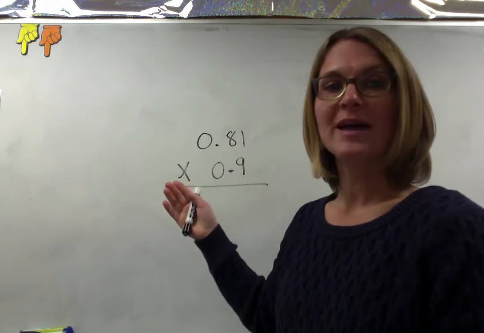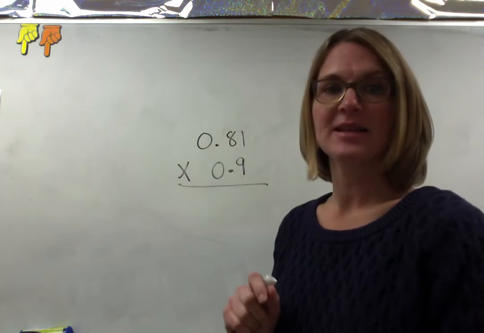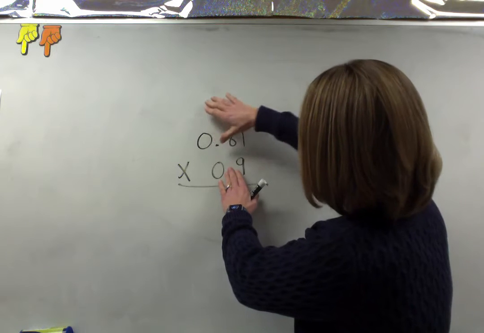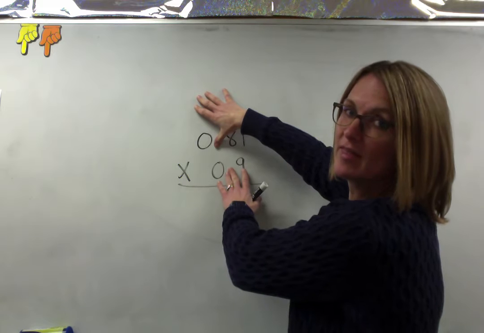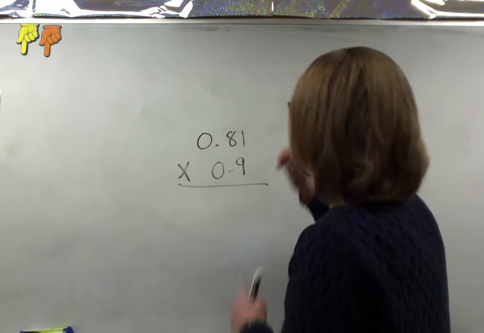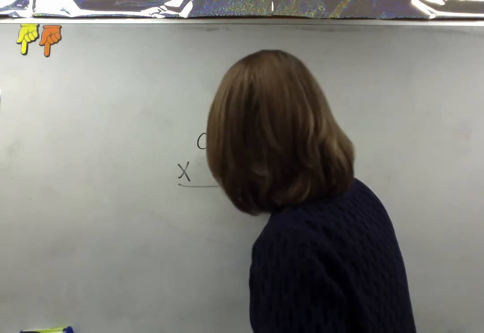Remember that when you're multiplying decimals, you do not need to line up the decimal. You basically get to ignore the decimal until the very end of the problem. So you don't have to line them up like you do when you add or subtract, okay? They're there, but we're going to ignore them.